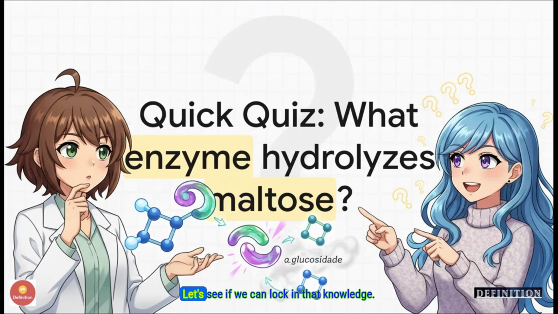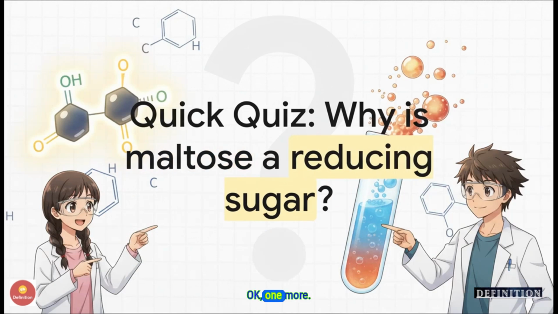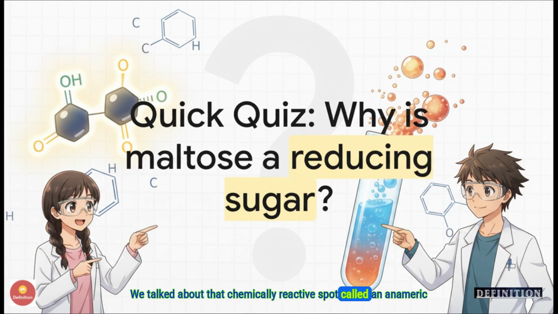All right, quiz time. Let's see if we can lock in that knowledge. What is the name of that specific enzyme scissor that makes the final cut on maltose? If you remember from that digestion journey, it's maltase, which also goes by the fancier name alpha-glucosidase. Okay, one more. How about its special chemical property? Why is it a reducing sugar? You got it. It's because one of its glucose units has that free hand we talked about, that chemically reactive spot called an anomeric carbon that isn't locked up in the bond, which allows it to go out and react.